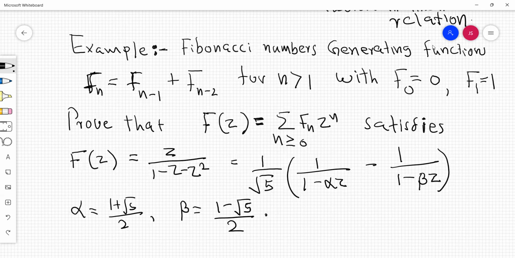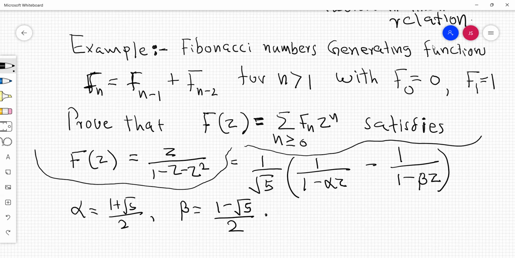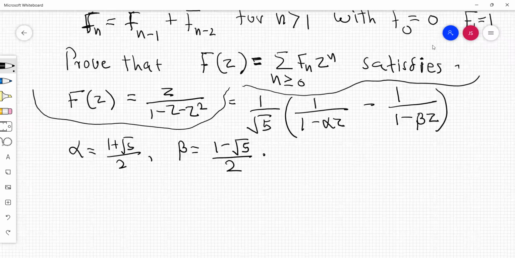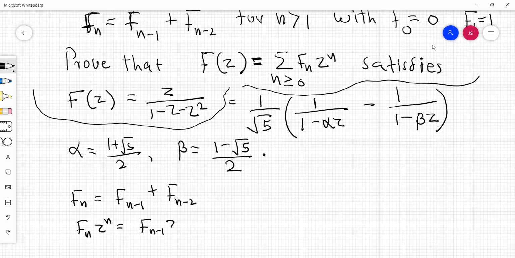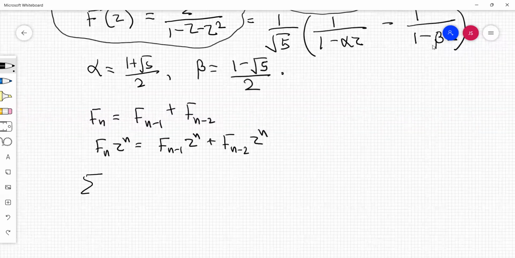Did someone complete it to this step? Yes, sir. Okay, let's see how to do it. Just tell me. We must multiply this one by what? Zn. Yes, you can multiply it by Zn. Then what? Then take the summation.